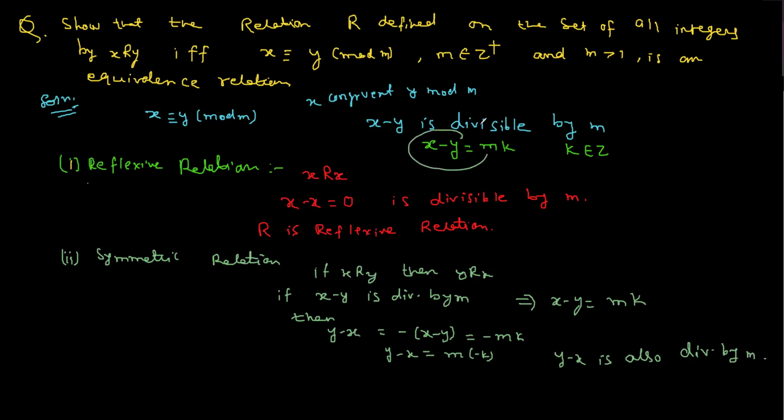How? Let's suppose x minus y is 25. 25 is divisible by 5. Then y minus x will be minus 25, which is also divisible by 5. Let's suppose x minus y is equal to 5. It is divisible by 5. Then y minus x will be minus 5. It is also divisible by 5. It means whenever you are swapping x with y, it is also divisible by m. Okay. R is symmetric.